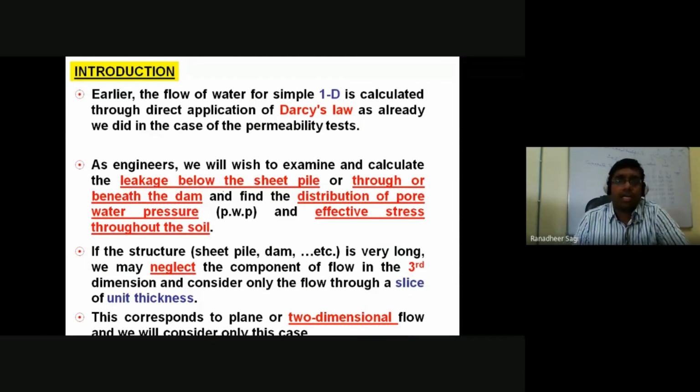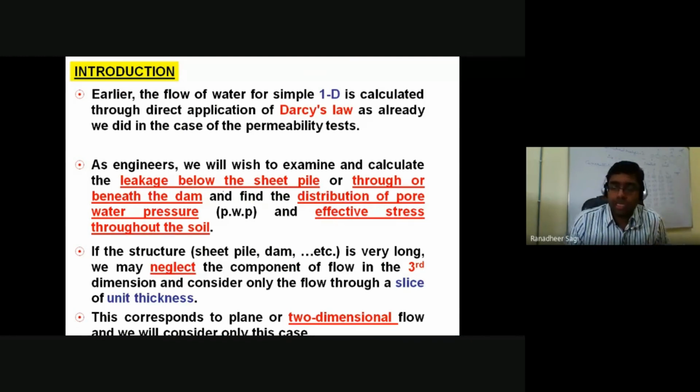Earlier, the flow of water for the simple one-dimensional case was calculated through direct application of Darcy's law. Based on simple Darcy's law, we were trying to estimate the flow rate, how much discharge is happening, or how much seepage is happening. All such cases we dealt with based on the simple conditions from your permeability test.